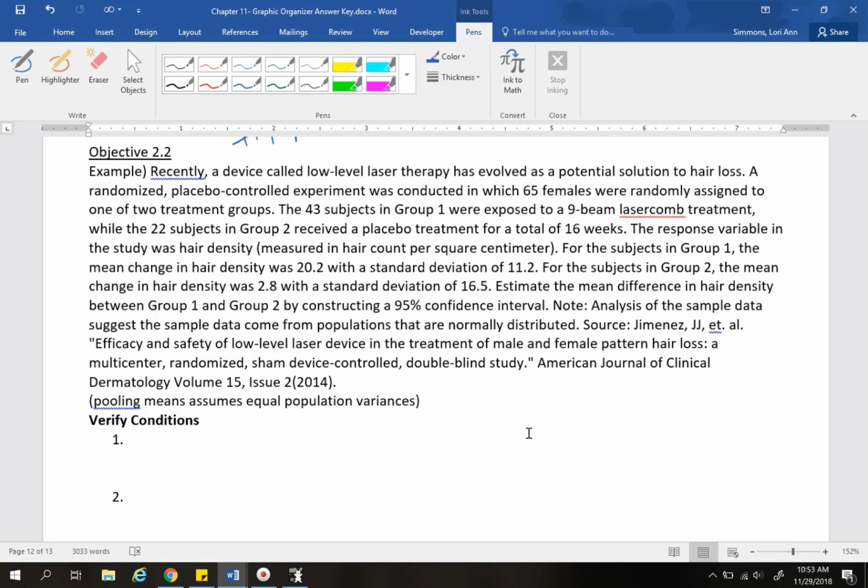For the subjects in group 1, the mean change in hair density was 20.2 with a standard deviation of 11.2. For the subjects in group 2, the mean change in hair density was 2.8 with a standard deviation of 16.5. Estimate the mean difference in their hair density between group 1 and group 2 by constructing a 95% confidence interval. Note, analysis of the sample data suggests the sample data come from populations that are normally distributed.